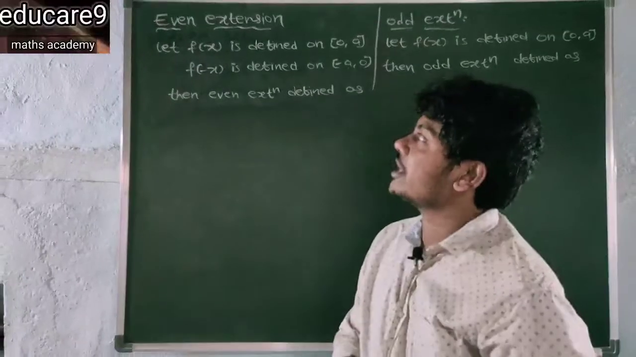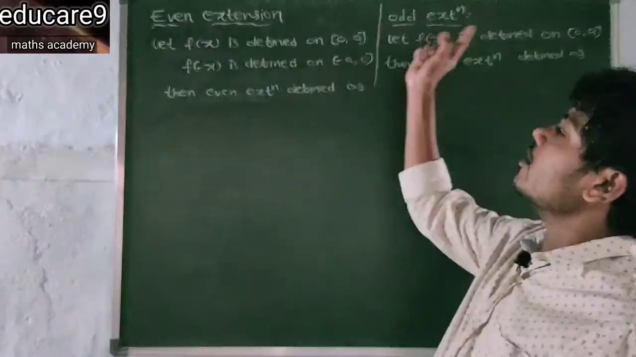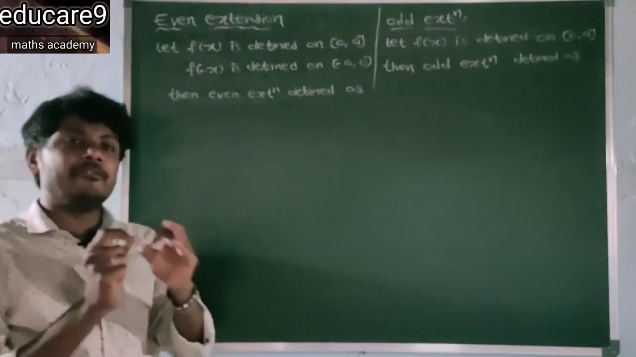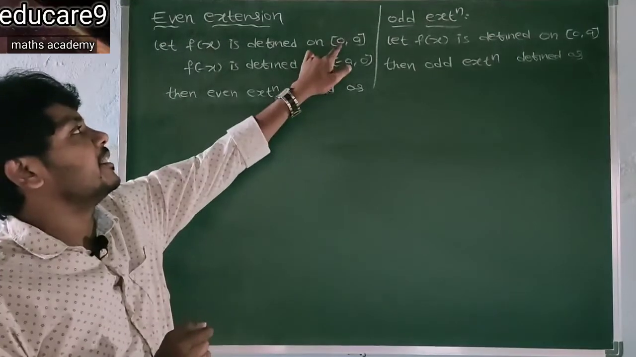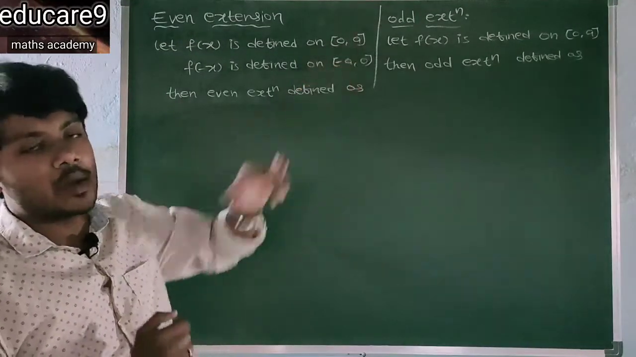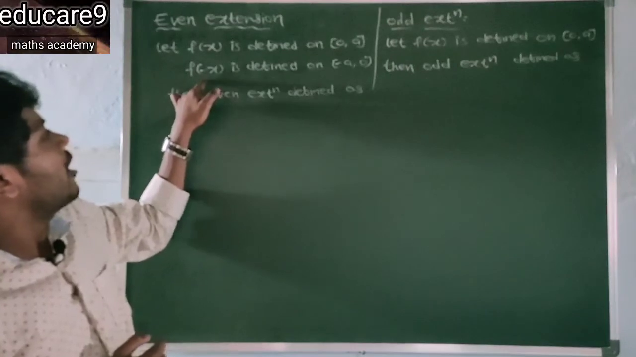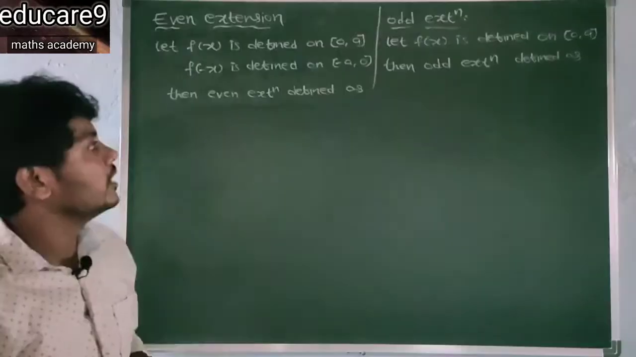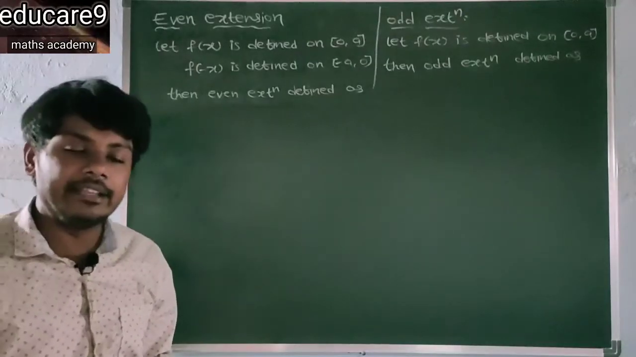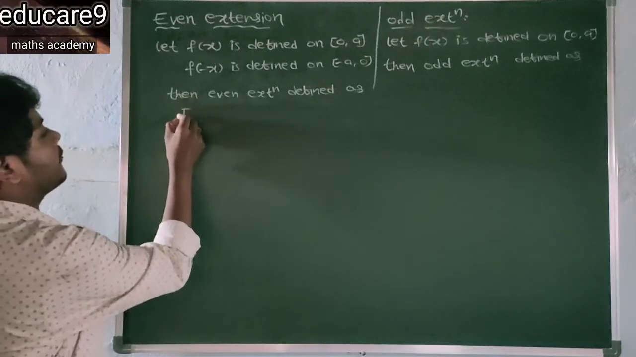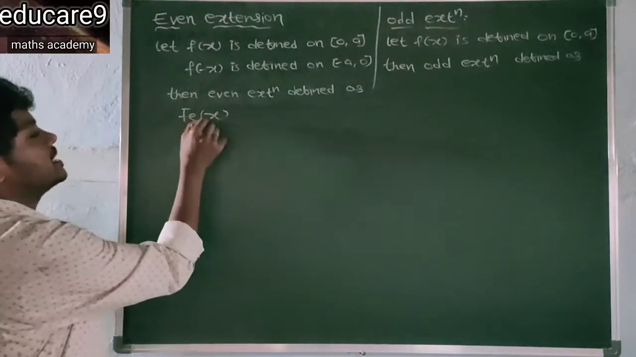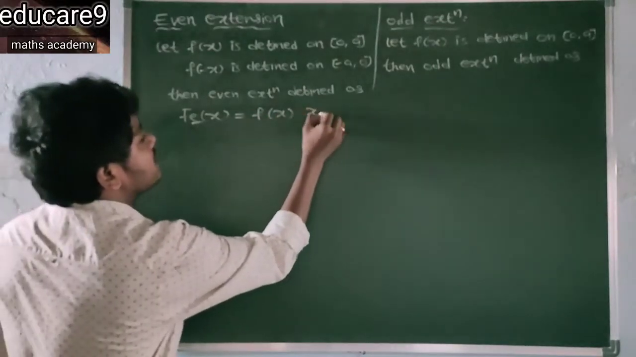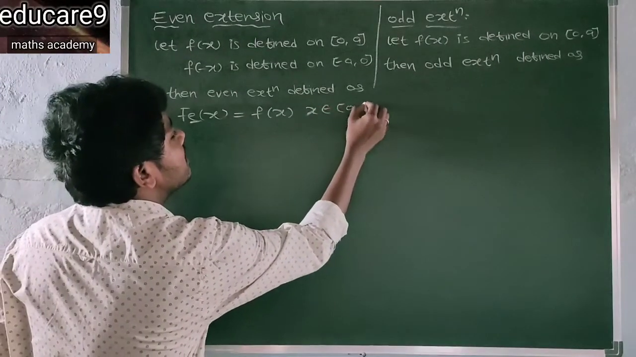Today we will discuss the new concept: even extension and odd extension. So even extension means let f of x be any function defined on the interval 0 comma a, and f of minus x is defined on the interval minus a comma 0. Then the even extension is defined as f e of x, where e means even, is equal to f of x, where x belongs to the closed interval 0 comma a.